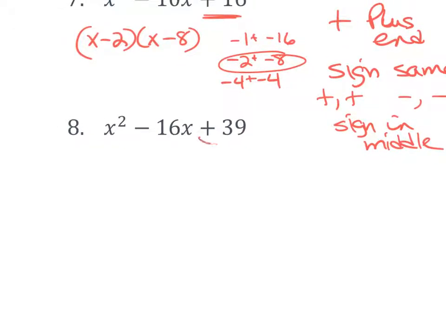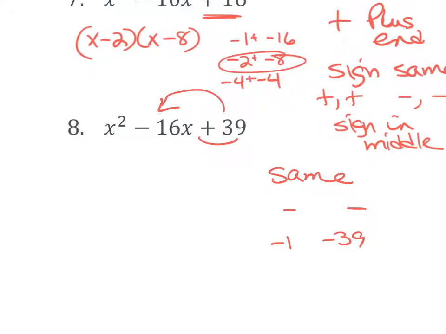Again, the last term is positive. Again, this tells me the signs are the same. And then I'm going to look to see what the sign in the middle is. It's negative. So I know my signs need to be negative, negative. So again, I'm going to list the factors of 39 until I find the one that will add to give me -16. So -1 times -39.